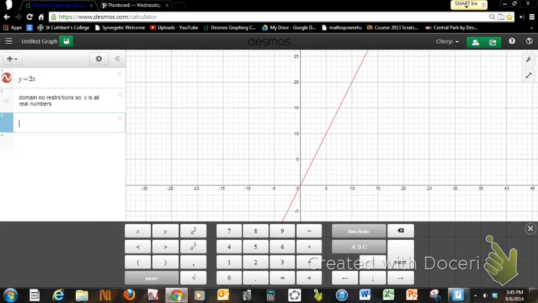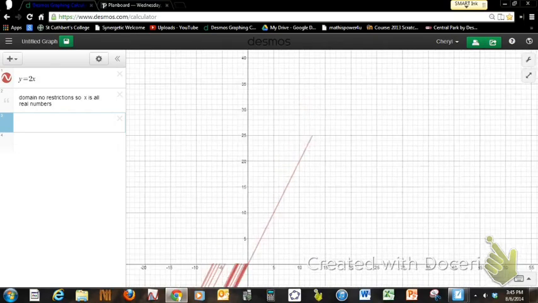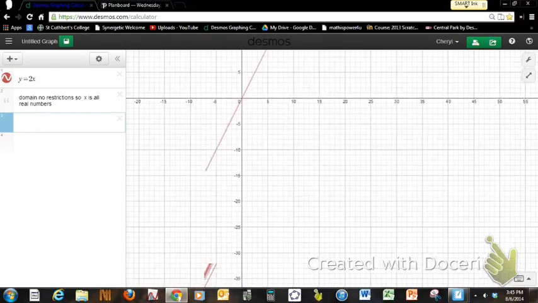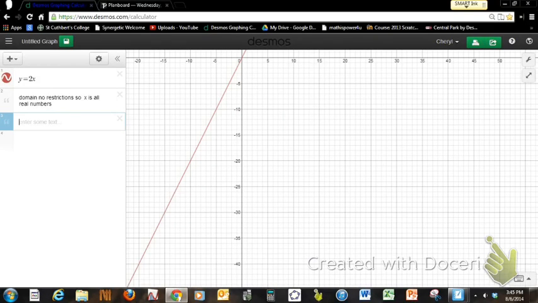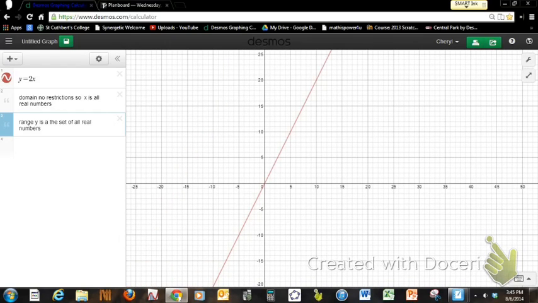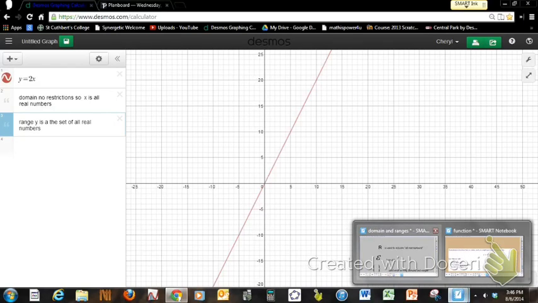There's no restrictions. And in this graph, if you look at the y, this graph continues to go forever up and forever down. So there's no restrictions on the range either. So y is the set of all real numbers. So when there's no restrictions, you just write it as: domain, the x values, all possible real numbers. Y values is the range, all possible real numbers. There's no restrictions.